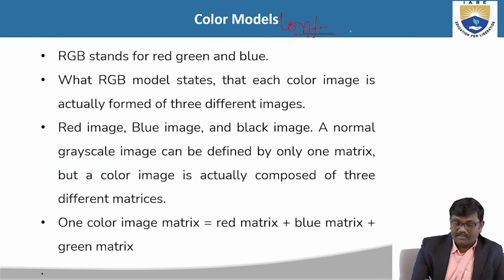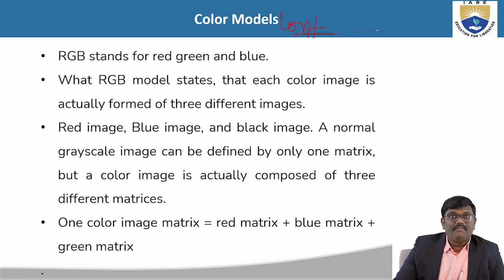Right, color models continuation. Once again, I am continuing here. RGB stands for red, green, blue, as you know. Such a color model is mostly prepared from the RGB colors only. The RGB model states that each color image is actually formed of three different images: a pure red image, a pure green image, and a pure blue image.